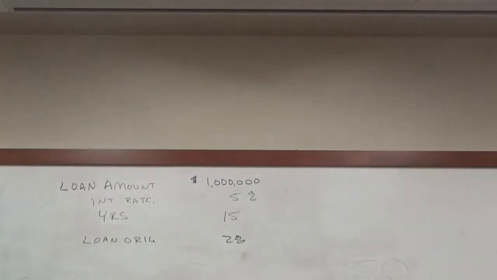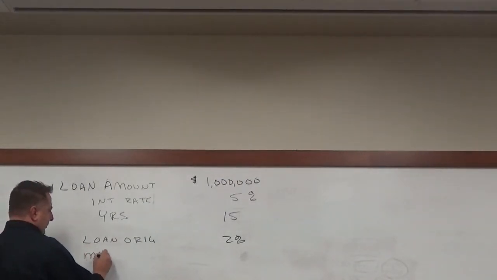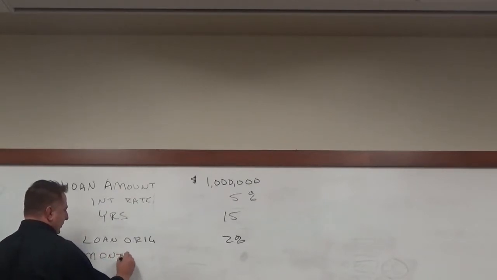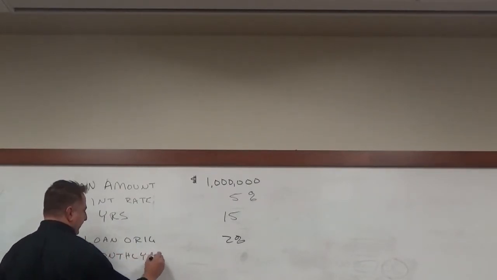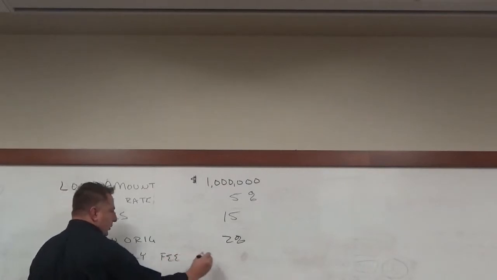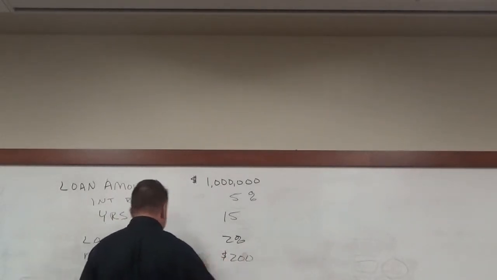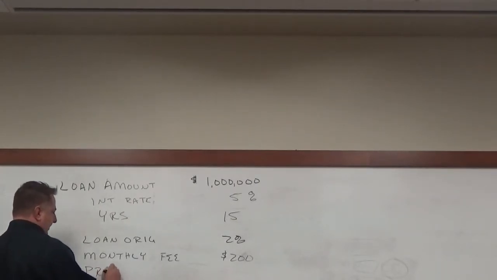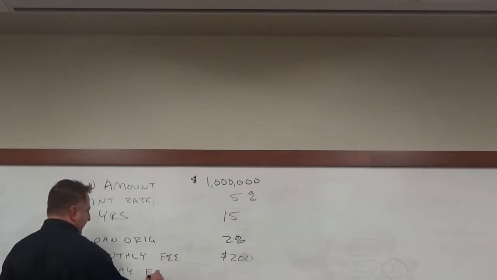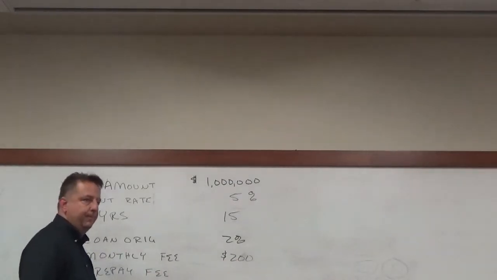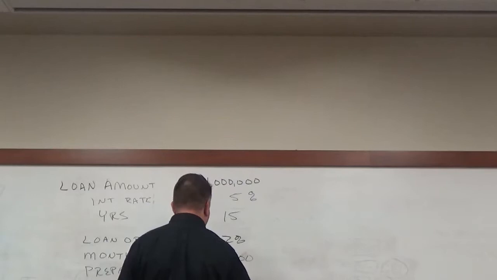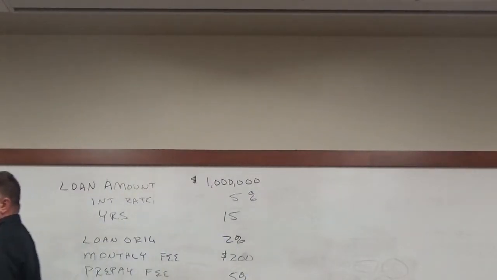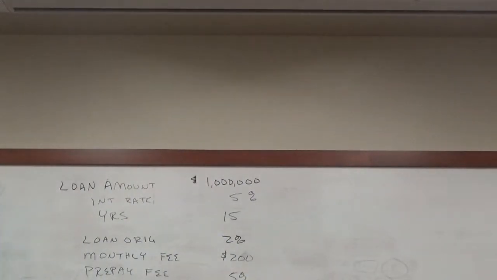Okay? Monthly administrative servicing fees. $150. $100. $200. Okay? And prepayment penalty fee. What do we want it to be? 5%. Okay, now, here's what I want you to do.